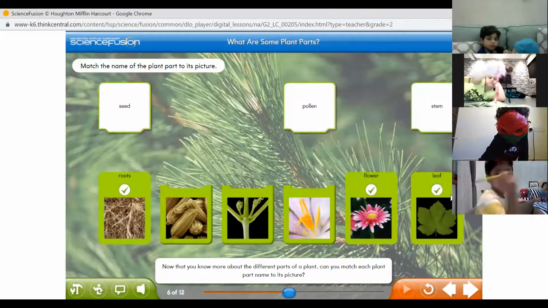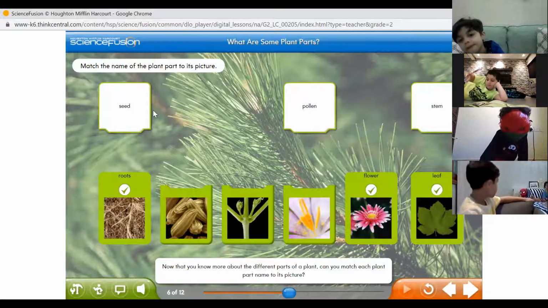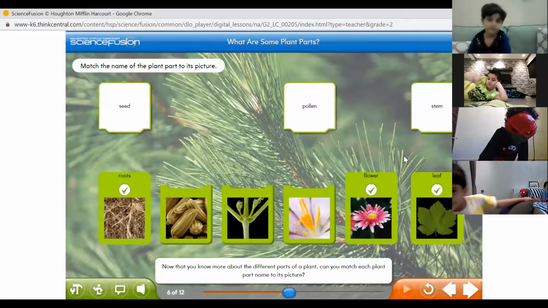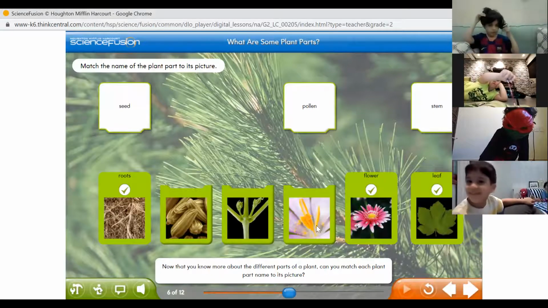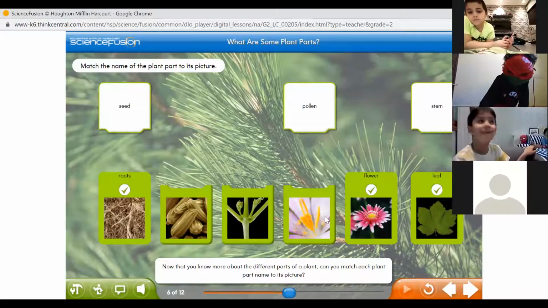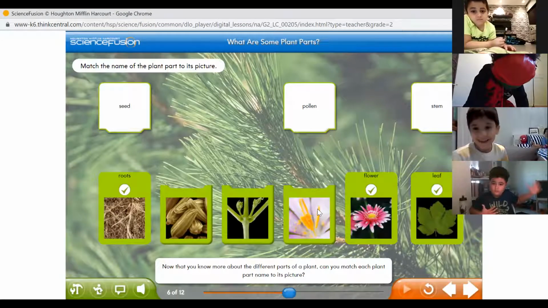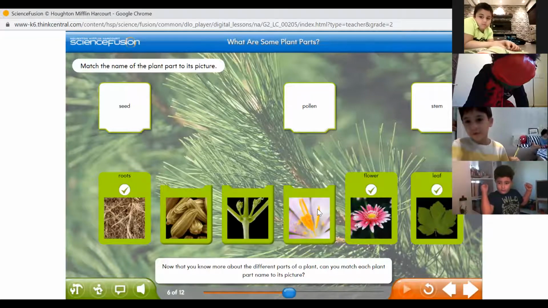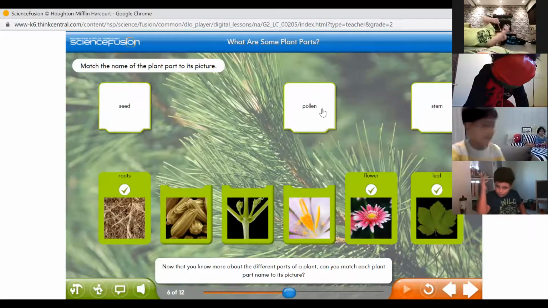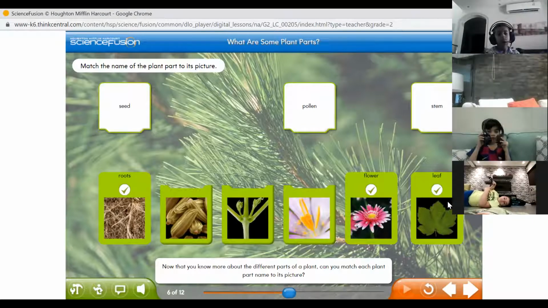Now let's start with Abdulaziz. Abdulaziz, this yellow dust is what? A seed, pollen, or a stem? I think it is seed. Are you sure it's a seed or is it something that helps seeding? Is it stem or pollen? I think stem. Okay, thank you, Abdulaziz.